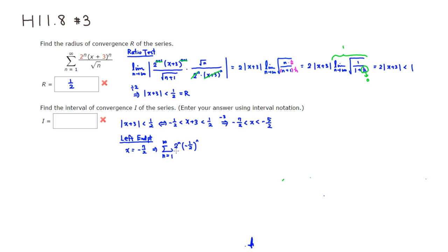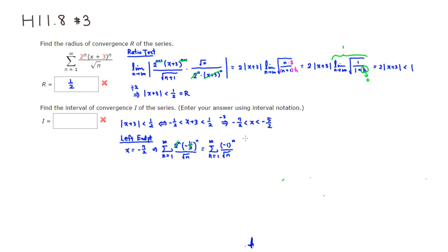over the square root of n. Then we can cancel out 2 to the n and 1/2 to the n, so you have a negative 1 to the n on top. So we get the summation as n goes from 1 to infinity of negative 1 to the n over the square root of n.